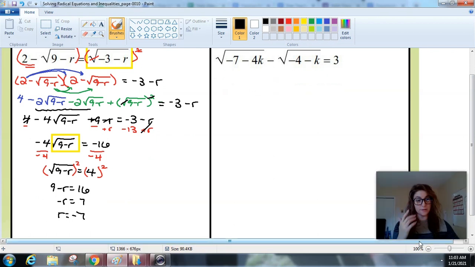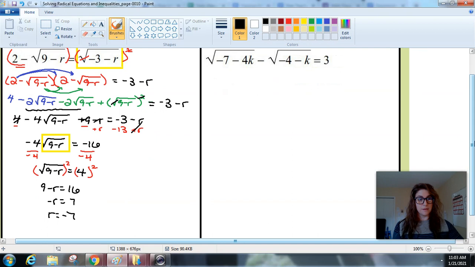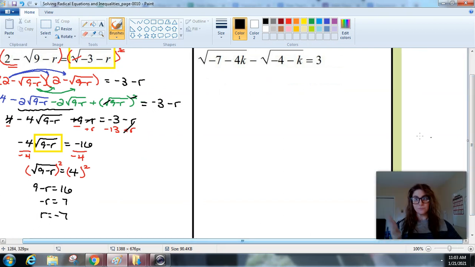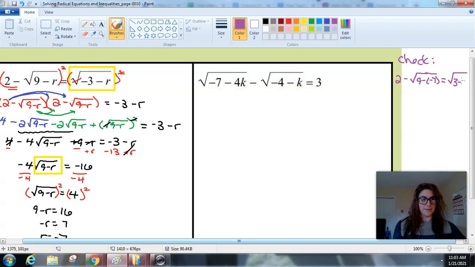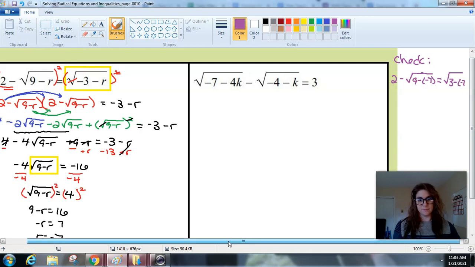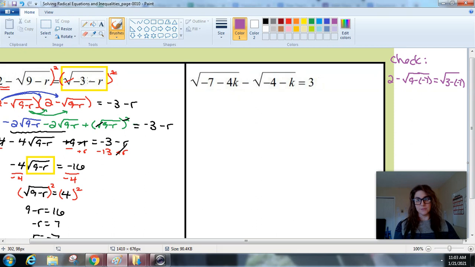From here, you want to do your check. So I'm going to do the check over on the side. You're going to take what you got, plug it into the original problem. Okay, so my original problem was 2 minus the square root of 9 minus a -7 equals the square root of 3 minus a -7. All right, that was the original problem. I put in the -7 where it belonged in every r. Now it's just a matter of simplifying it.